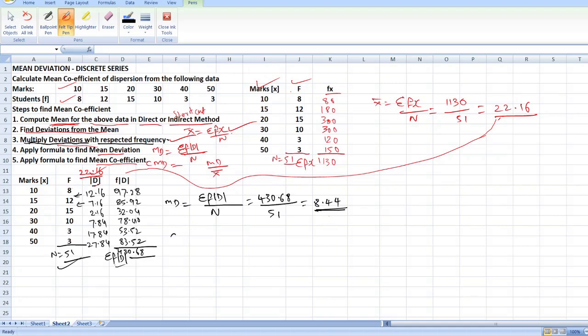Now we have to find out the coefficient of mean deviation. What is the formula? Mean deviation divided by arithmetic mean. Mean deviation is 8.44, and arithmetic mean, which you have found out here, is 22.16. When you divide 8.44 by 22.16, you get 0.380. This is the answer. That's all, my dear students. To find out mean deviation in discrete series, these are the steps you have to follow.